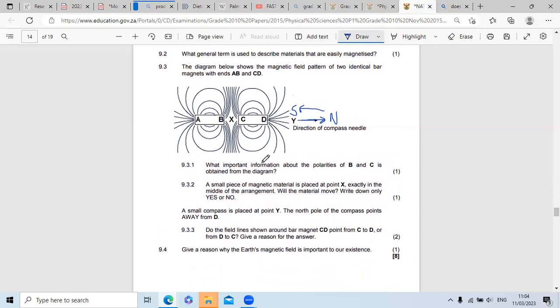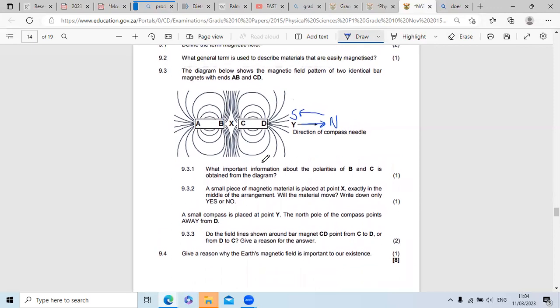So they say a small piece of magnetic material is placed at X. Let's just say here we're placing a coin, because now, is money attracted?